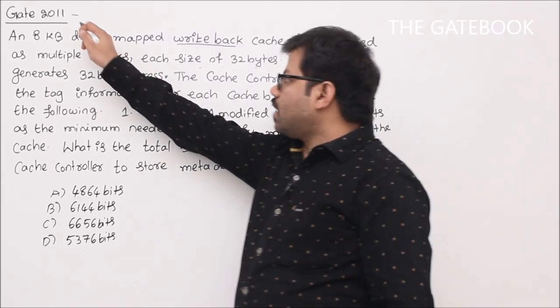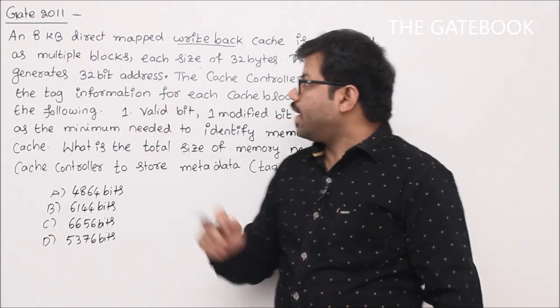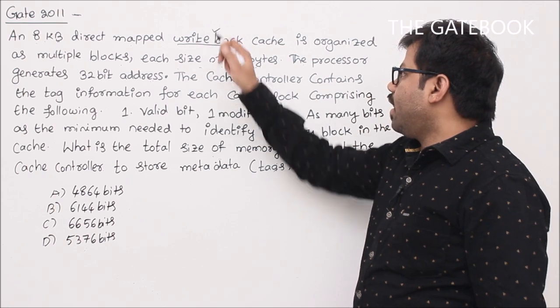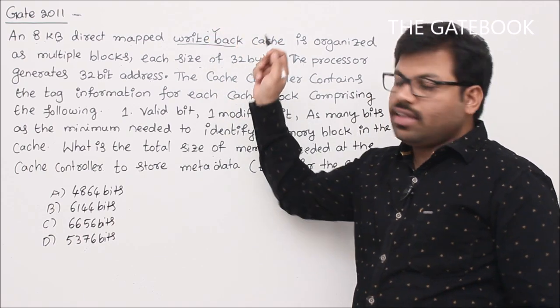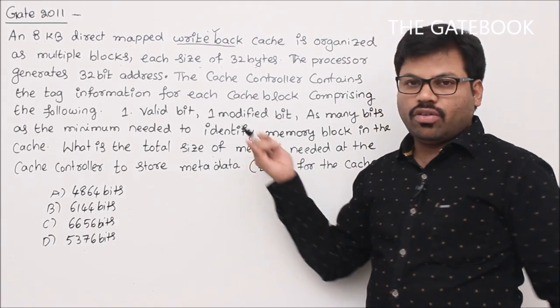We'll see some more direct mapping technique problems to understand the things clearly. See this question which is asked in GATE 2011 paper. An 8 KB direct mapped cache which is write back cache. See, this information is unnecessary, don't worry about it. I am going to teach you write back cache after these problems.